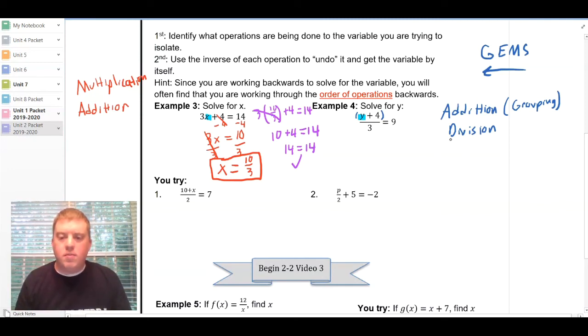So we need to undo the division first. To undo the division, we're going to multiply both sides by 3. On the left side, that's going to cancel out, and we're just going to have y plus 4, and that's going to equal 27. Now we've gotten rid of that fraction bar, which gets rid of the grouping. We can finally get rid of that addition. We're going to subtract 4 from each side because subtraction is the inverse of addition, and that's going to give us y equals 23.